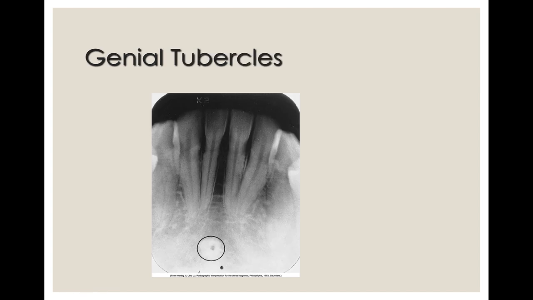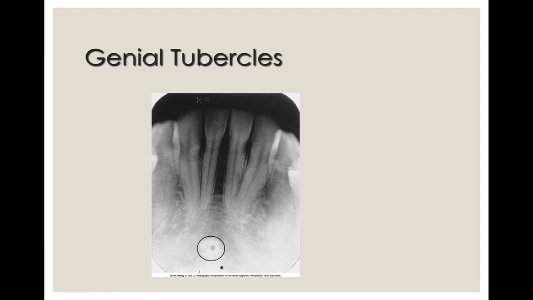Now we're going to move on to the mandibular anatomical landmarks. To start, we'll start with our genial tubercles. The genial tubercles are tiny bumps of bone on the lingual aspect of the mandible. It's the attachment site for the genioglossus and geniohyoid muscles. So you can see this radiopaque area here is our genial tubercle.